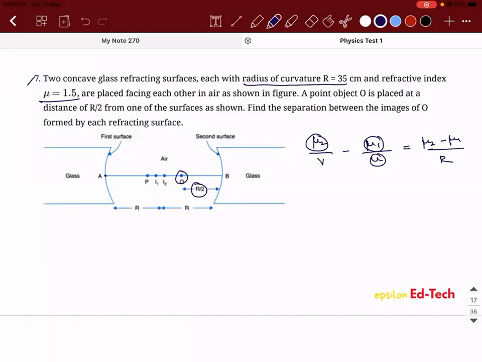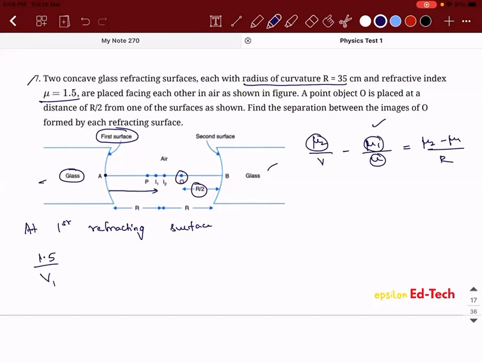So this point is A, right? They have given this as the first surface. Applying this formula at the first refracting surface, what do we get? Mu2 is the refractive index of glass. So mu2 is how much? Find the separation. Mu2 is given as 1.5. Both are glass medium. So 1.5 divided by V, that is V1.